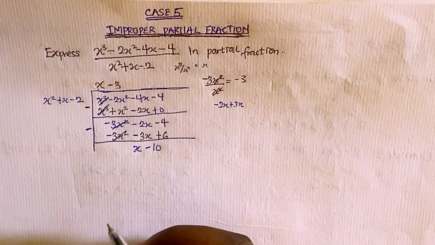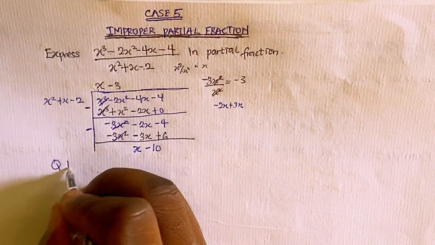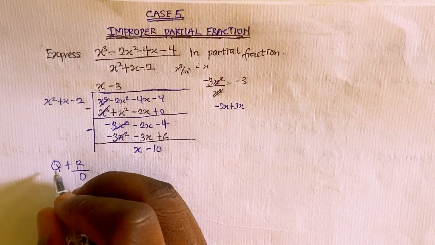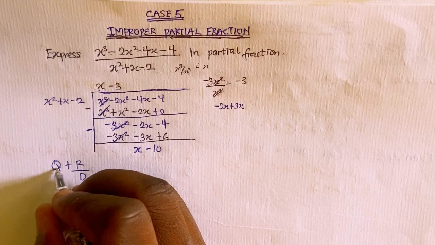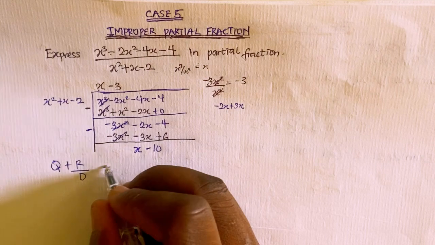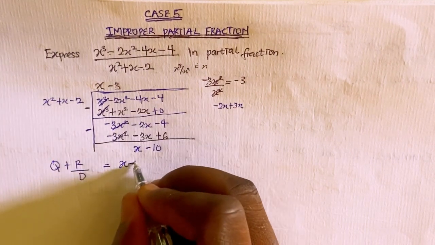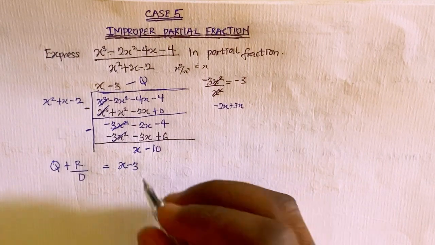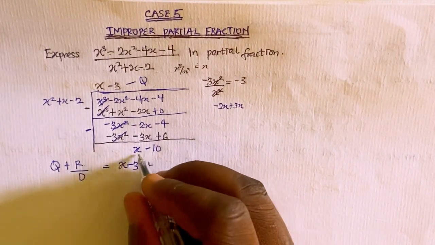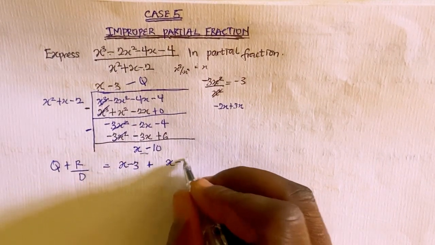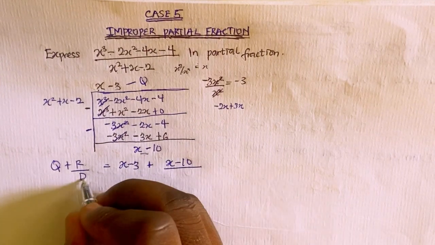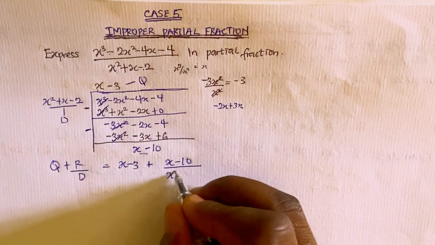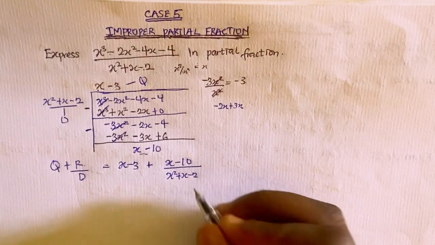So I'm going to use Q plus R over D. What's our Q? Our Q is known as the quotient. What's our quotient in this case? Our quotient is x minus 3. This is our Q. Then what's our R? The remainder, which is x minus 10, divided by our divisor. What's our divisor? This is our divisor, x squared plus x minus 2.